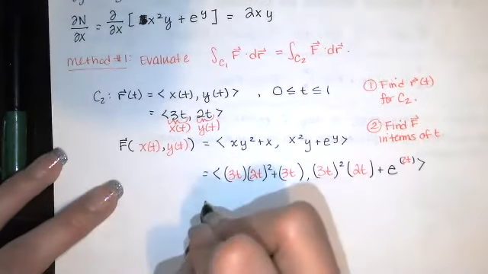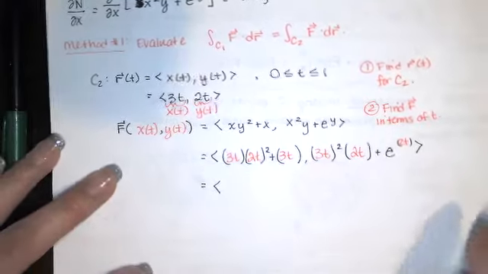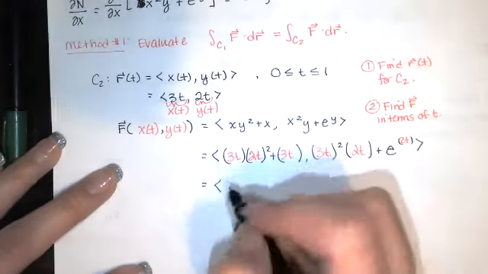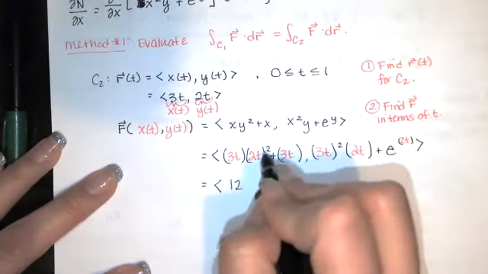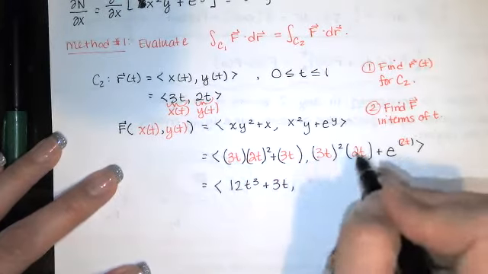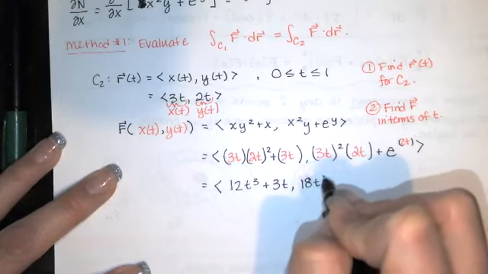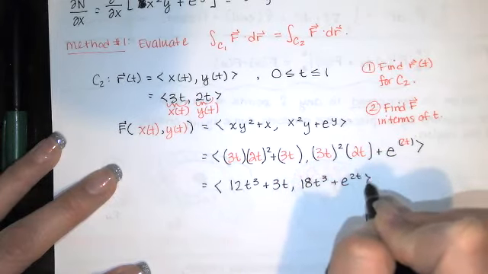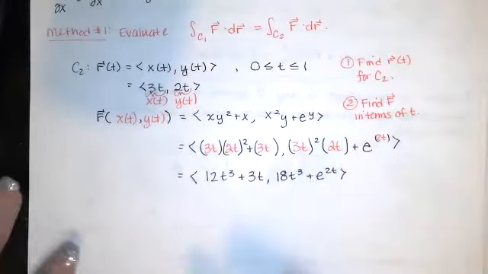And so after we do a little bit of arithmetic and algebra, I've got a 4 times 3, which is 12. And that'll be a t squared times t is t cubed. And then I've got 9 times 2 is 18, t cubed. So I've got my field in terms of t.